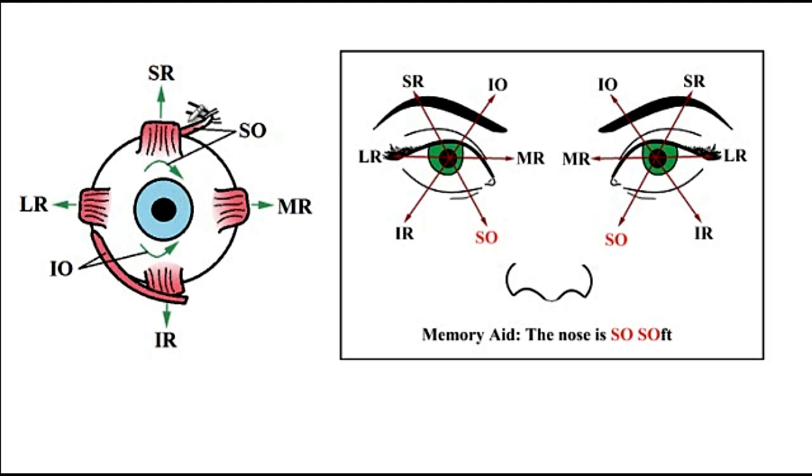Now, starting with the extraocular muscles, we have 6 different extraocular muscles: inferior rectus, lateral rectus, superior rectus, medial rectus, which are moving the eye in the directions the arrow is showing, and then the inferior oblique, which causes extorsion of the eye, and then the superior oblique, which causes intorsion of the eye.